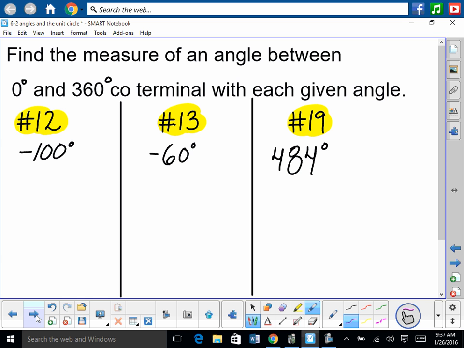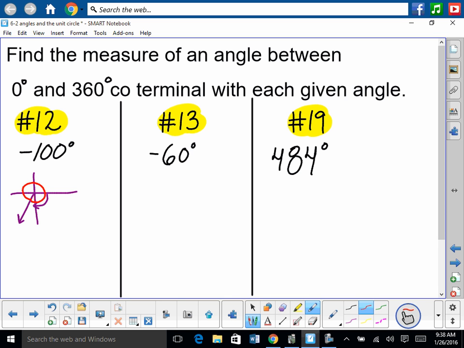So it says find the measure of an angle between 0 degrees and 360 degrees, coterminal with each angle. So we want an angle that's coterminal, that sits in the same place as negative 100. You don't have to draw a picture, but I'm just putting this in perspective. Wouldn't that be right there, going this way? Roughly. So let's start here at negative 100 and add 360. Won't that put us back in the same spot? Yeah. So that's a coterminal angle.